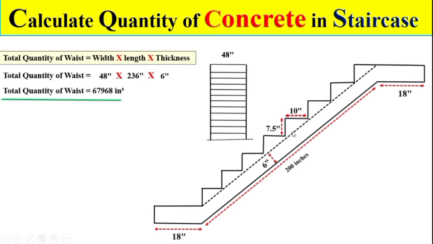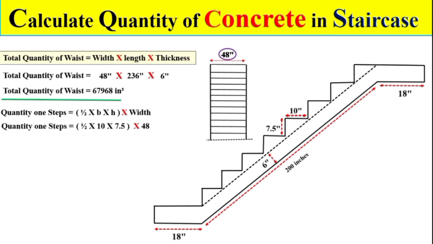Now to calculate the total quantity of concrete in the steps, first of all we calculate the quantity of concrete in one step. Taking the triangle portion, we know that the area of a triangle is 1/2 b times h. We multiply this area by the width of the step to get the quantity of one step. Putting all the values in this formula, we get the quantity of one step as 800 cubic inches.